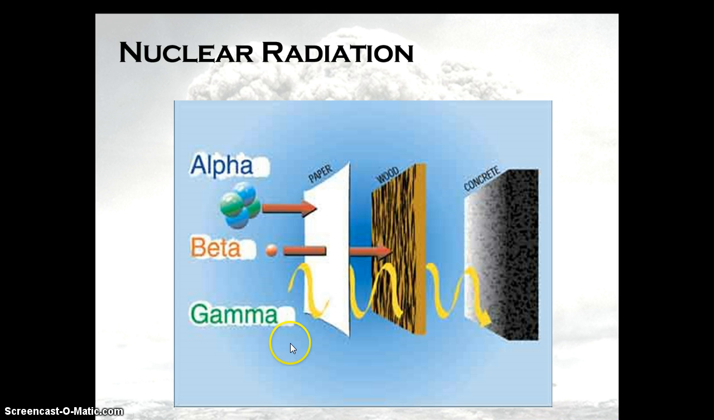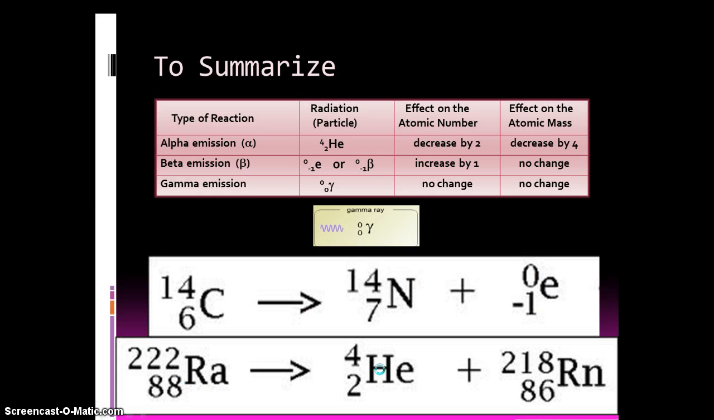So to sum up, we've done alpha, beta, and gamma. Alpha is the weakest or lowest kind of radiation, and you can actually use a piece of paper to block an alpha particle. Beta is a little bit more high energy, so you've got to kind of upgrade to a piece of wood. And gamma has the highest energy, and therefore it takes a concrete barrier to actually block that. So here's a chart just to sum up the different types and what the particles look like and what happens to the mass number in a reaction and the proton or atomic number.